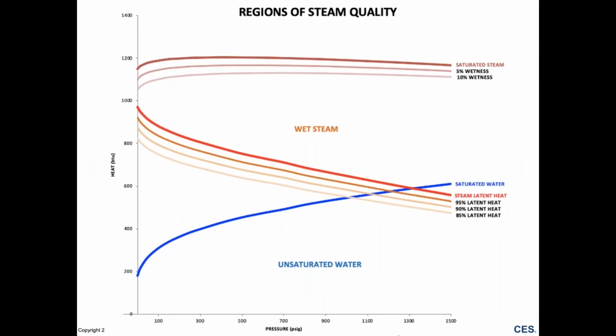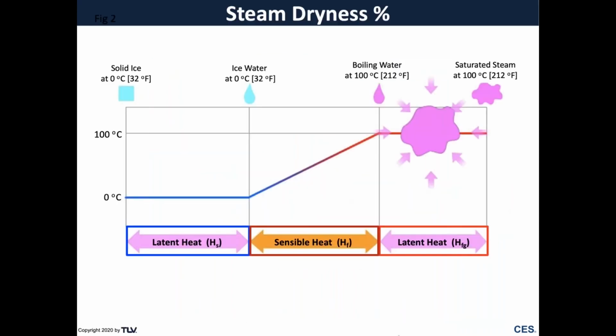Because in that table, I wanted to talk about regions of steam quality. People think they have saturated steam, but they really have probably 5 to 10% wetness, maybe more. They don't get the full amount of latent heat. They get a reduced amount of latent heat, which can increase their production time if they're putting water droplets into the heat transfer surface. Tracy's going to show you how to fix that a little bit later on in this presentation.